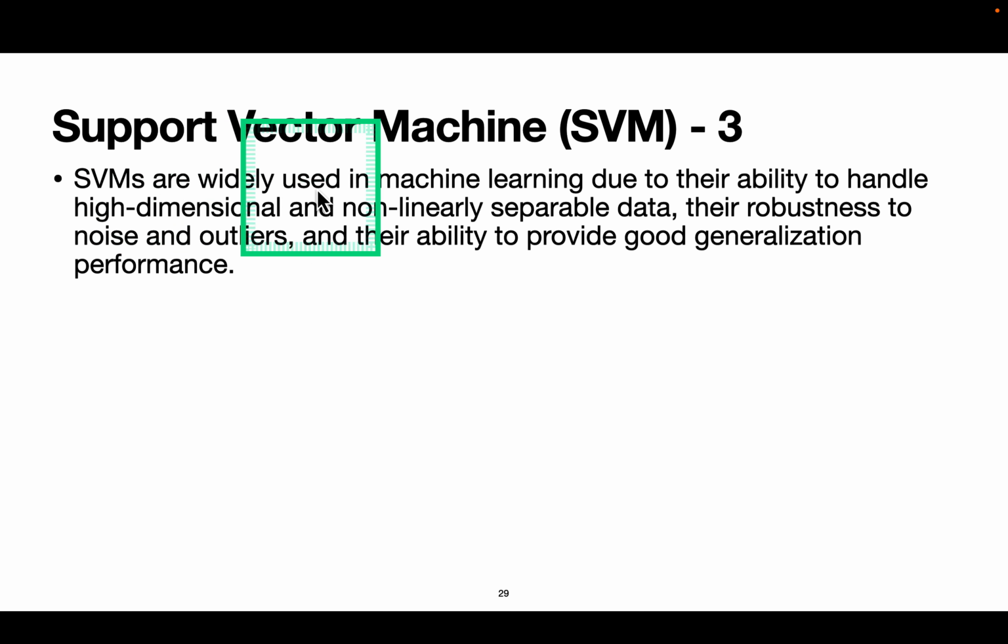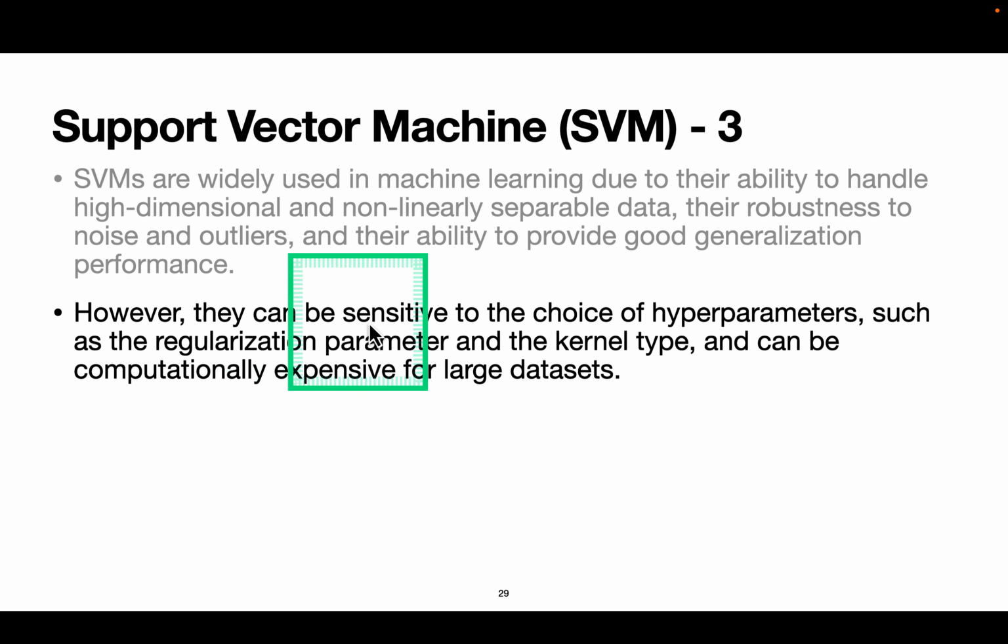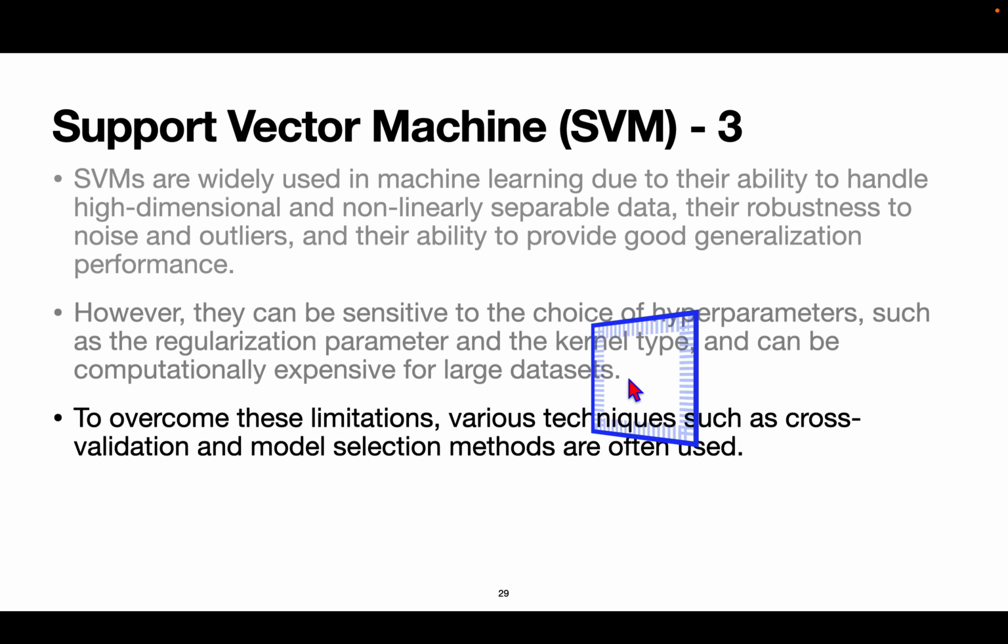Support vector machines are widely used in machine learning due to their ability to handle high dimensional and non-linearly separable data, their robustness to noise and outliers, and their ability to provide good generalization performance. However, they can be sensitive to the choice of hyperparameters such as the regularization parameter and the kernel type, and can be computationally expensive for large datasets. To overcome these limitations, various techniques such as cross-validation and model selection methods are often used.